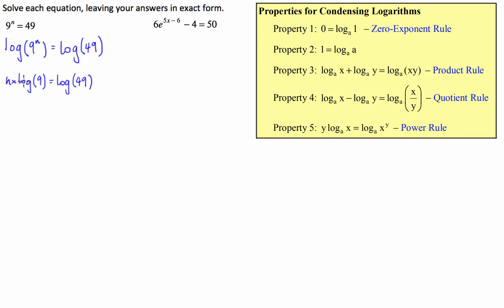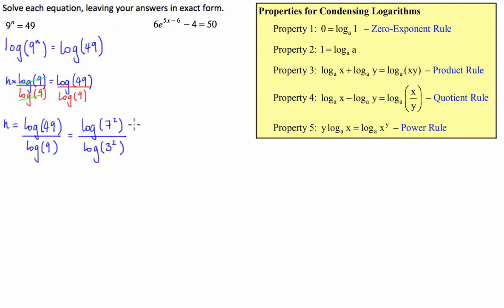And from here, I'm going to just divide both sides by log of 9. And from there, guys, I'm going to reuse the power rule, but in a slightly different way. Basically, I'm going to rewrite 49 as 7 squared and 9 as 3 squared. So I can say that n is equal to the log of 7 squared divided by the log of 3 squared. Now this allows me to rewrite the powers as coefficients.